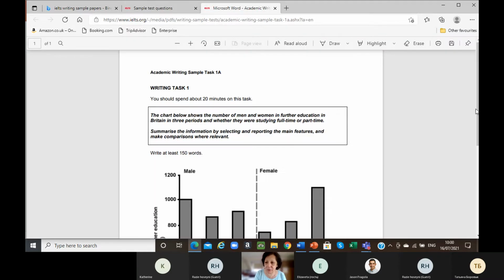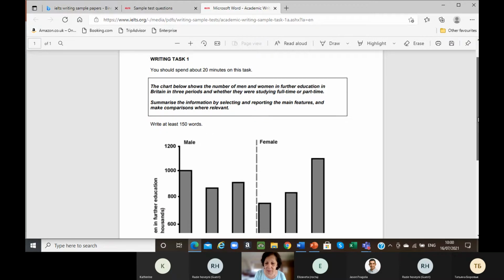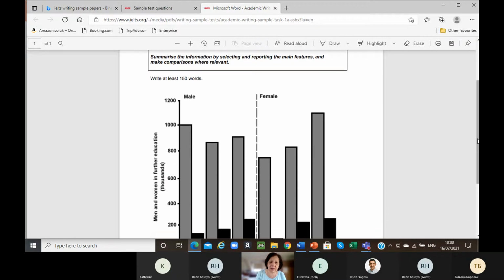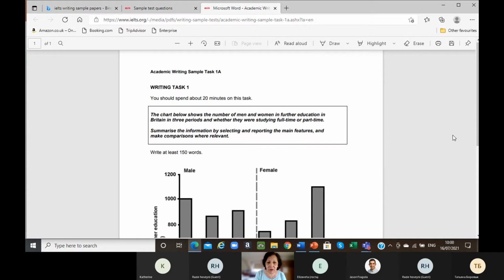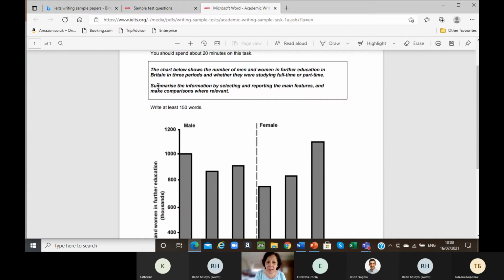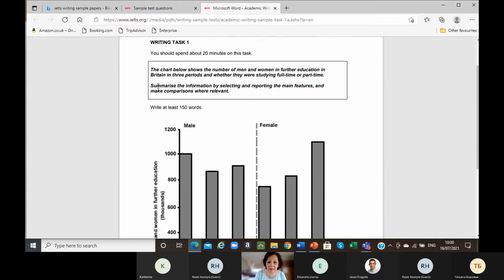And this is what you will see on the actual exam. Before we come to the PowerPoint, I'll show you this as an example. The structure of the question will always explain what the chart says. So, for example, here it says the chart below shows the number of men and women in further education in Britain in 3 periods and whether they were studying full or part-time.